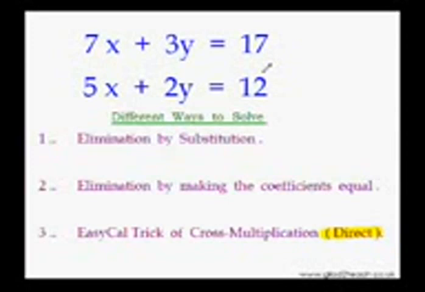The second method is elimination by making the coefficients equal. Again, the idea is the same, that we are trying to eliminate one variable, but the approach is different. The first two methods are the standard techniques used around the world to solve simultaneous equations. As you can imagine, they are a little longer as they involve a number of steps. Whereas this third method is what you saw me using a few moments back to solve this equation in 10 seconds. It is direct. Therefore, it is very fast and easy.